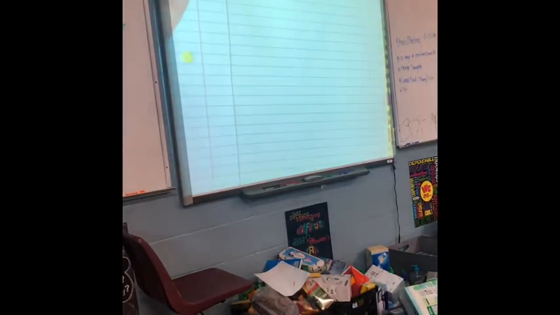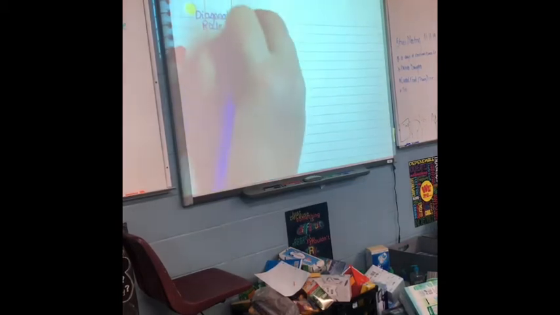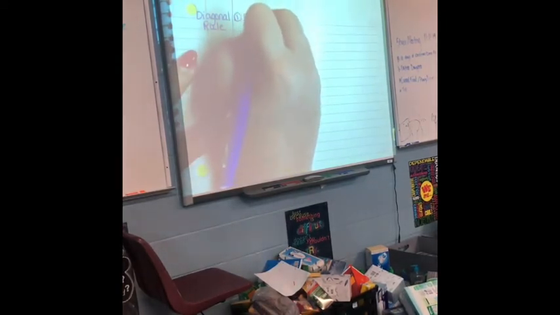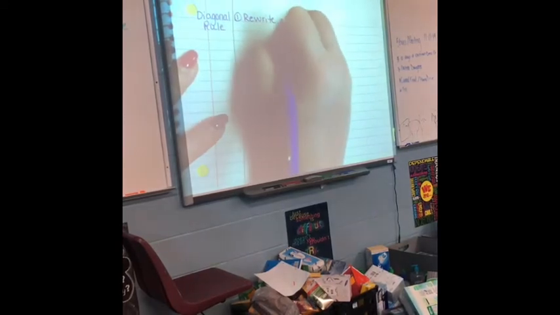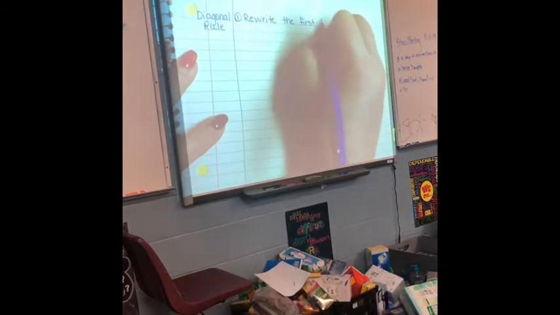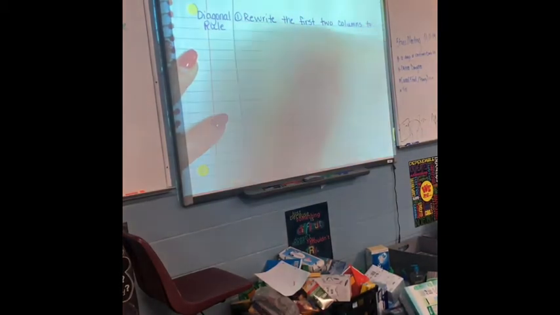Okay. So let's talk about the diagonal rule. All right, step one. You're going to rewrite the first two columns of the matrix to the right of the matrix.